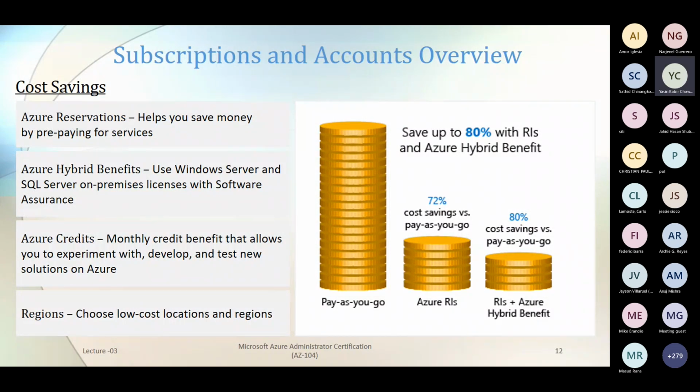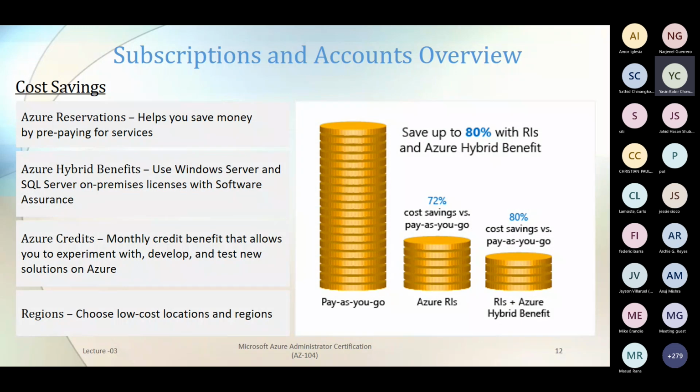Second, Azure hybrid benefit. Use Windows Server and SQL Server on-premises licenses with Software Assurance. Suppose you already have a license for SQL Server and Windows Server and others. Now you want to set up a Windows Server in Azure, so you can use that license. So you can reduce the license cost from Azure also.